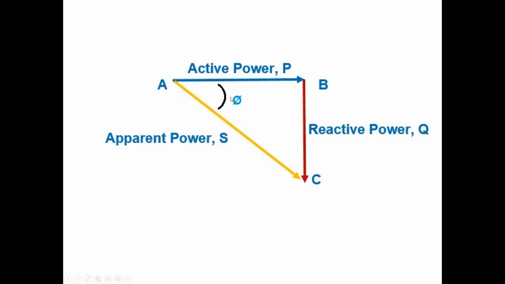The angle in between is known as the power factor. And that's the ratio of actual watt power in comparison to the total required apparent power. So this angle here between the horizontal and the hypotenuse will have significance going forward and will be used time and time again.